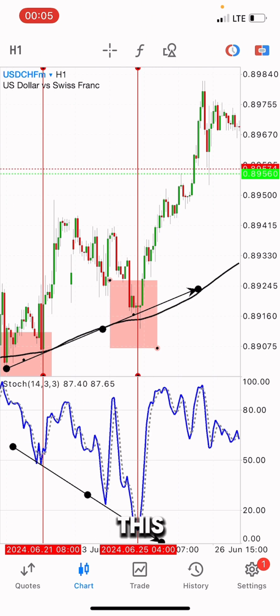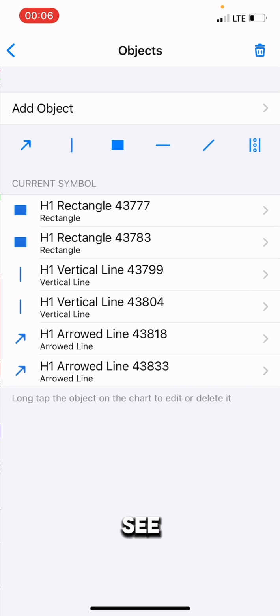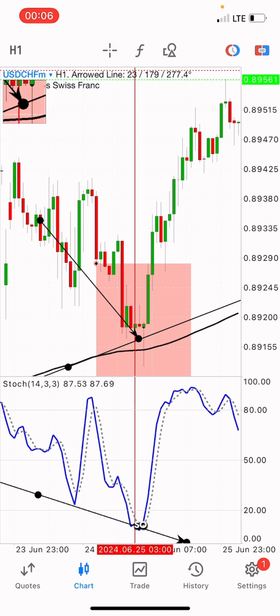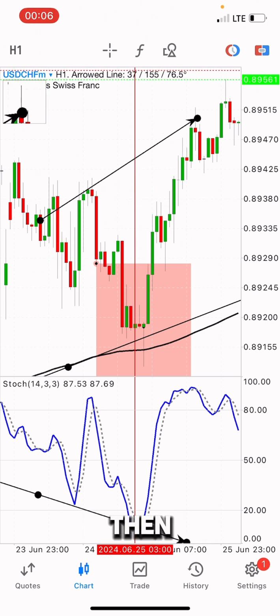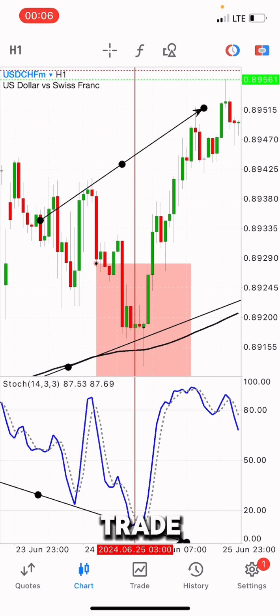So when we see this divergence, what we should be looking for now is an entry. And since we saw a pin bar on the chart, let me zoom in so you guys can see what I'm talking about. After the cross we were able to see a pin bar around this area. This was the pin bar. So we would have taken our trade from this pin bar, and if you took a 3:1, it would have been a very nice trade to take.